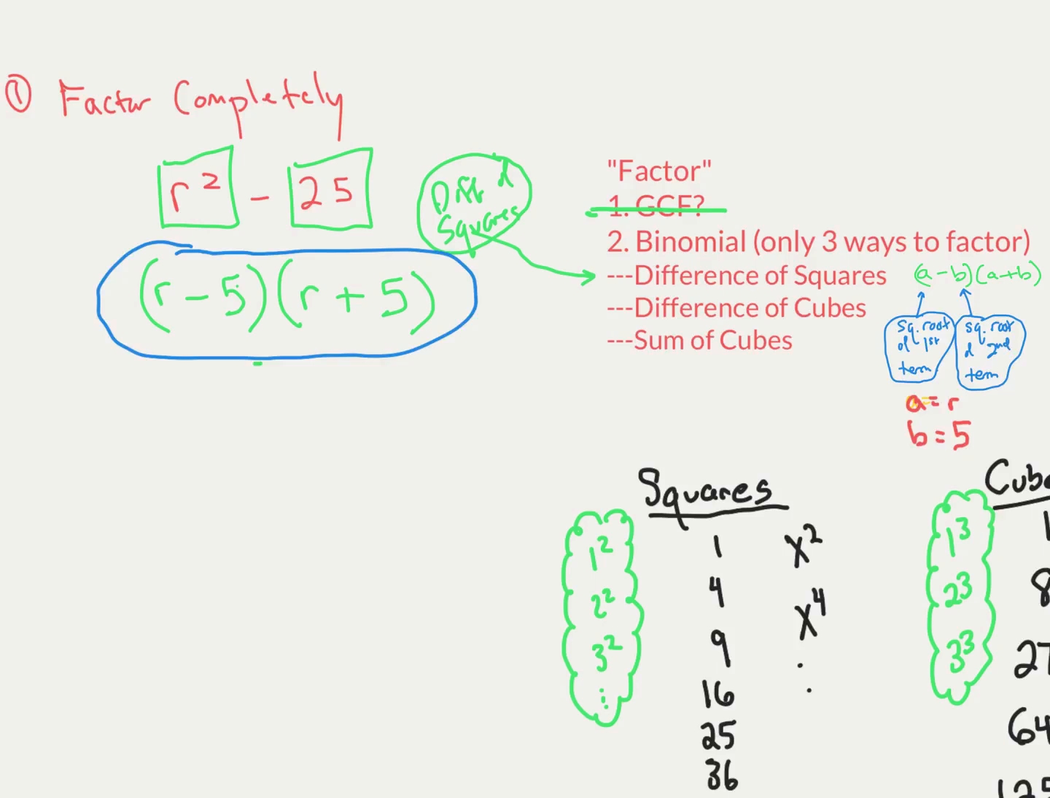One more thing I want to throw onto our list of squares. If you look at the variable squares, x to the second, x to the fourth, the pattern kind of continues. The next one would be x to the sixth, x to the eighth. Just want to add those real quick.